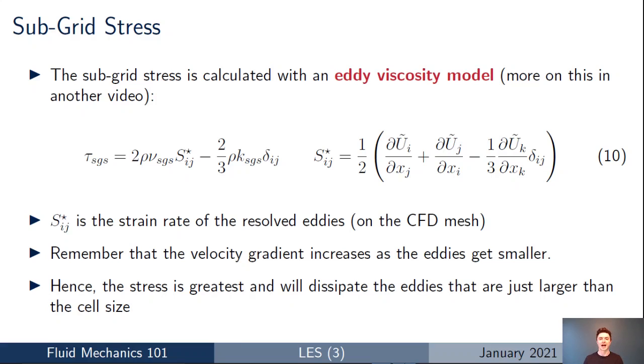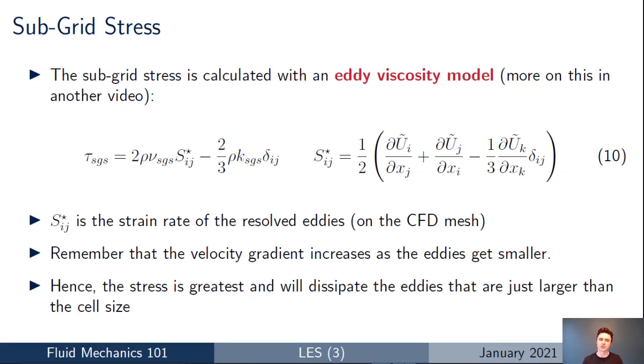And remember, of course, that as the eddies get smaller, the velocity gradient increases. And what this tells us is that in the CFD solver, in the CFD code, as the eddies get smaller that we're resolving, that velocity gradient is going up. That also means that the subgrid stress and the subgrid force is also going up. So by the time we reach that smallest eddy that's just larger than the grid size, this subgrid force is going to have increased enough that we can dissipate and break down that eddy.